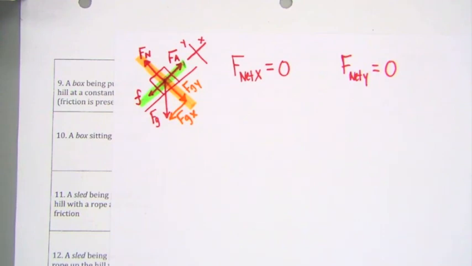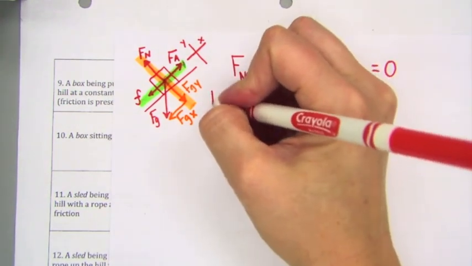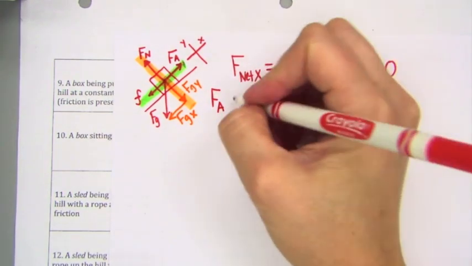Now you just got to write what forces do I have drawn on my free body diagram in the X direction. Okay, FA and F are the easy ones. Just make sure you don't forget your FGX. So up the hill is positive, down the hill is negative.